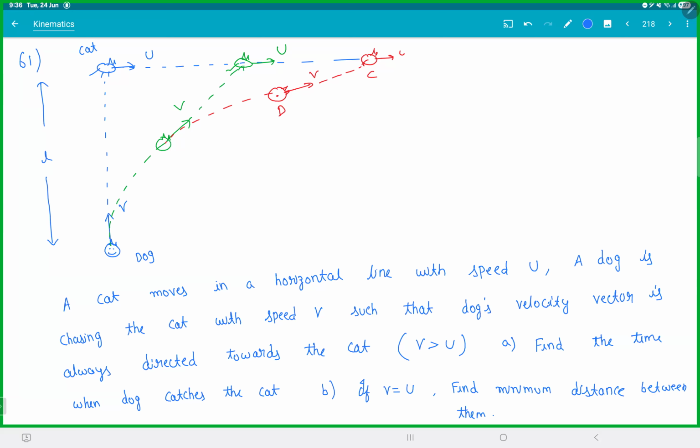There are more variations you can ask. If the cat and dog are going with constant acceleration, or in this case, find the initial acceleration of the dog. So there are multiple things, but let's get these two first of all.